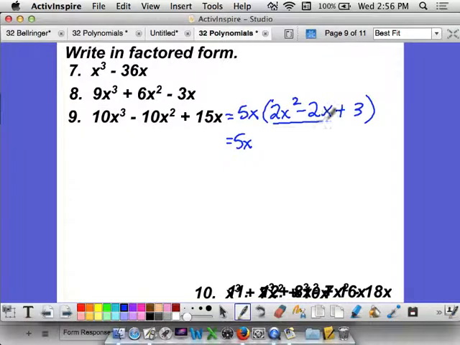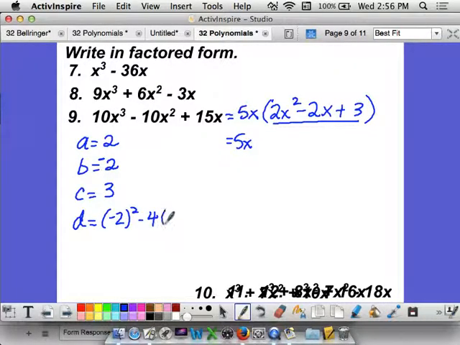So if I look at my trinomial here, a equals 2, b equals -2, and c equals 3. Now I'm going to go find that discriminant. The discriminant is b squared minus 4 times a times c. We're going to calculate that. And I get -20. So we have b squared minus 4, and here's my a and my c. So the discriminant is -20.